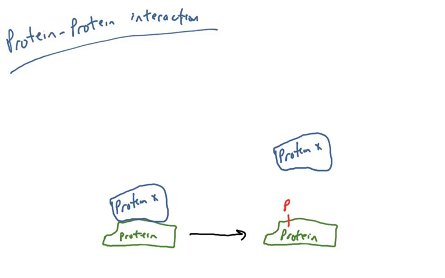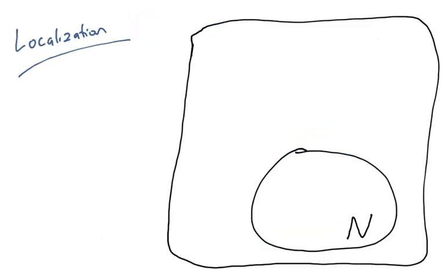Maybe that negative charge interferes with the amino acids that interact between protein X and the green protein. Maybe the 3D structure of the green protein changes. So phosphorylating a protein could lead to abolishing protein-protein interactions. And again, by the end of the course, you will know examples of phosphorylation events that inhibit 2 proteins from interacting with one another. So phosphorylation regulates protein-protein interactions. That's one possibility. What about localization? That's the second thing that phosphorylation could affect.